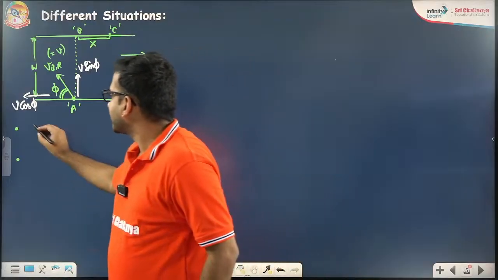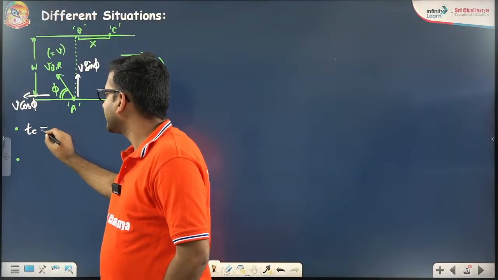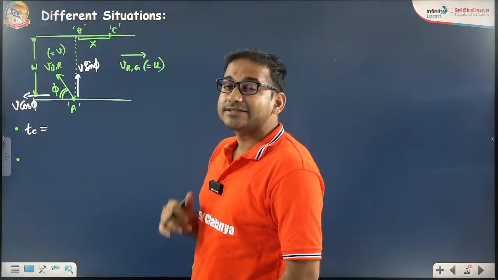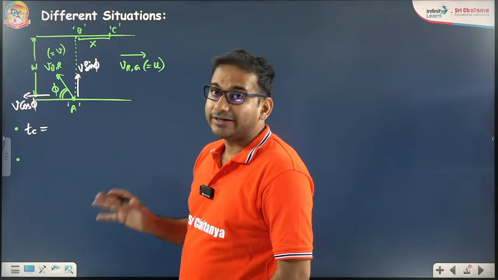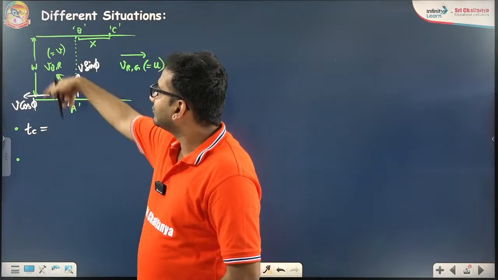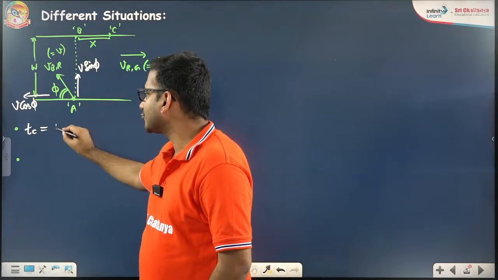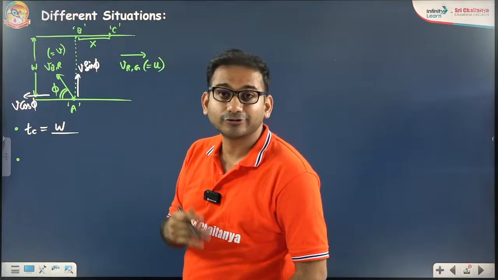Okay. So the first thing they can be asking you is time of crossing. So time is given by distance upon speed. There is no acceleration in this picture. There is no effect of gravity in this situation. So time of crossing will be distance upon speed. The distance to be traveled is the width of the river in order to cross the river.